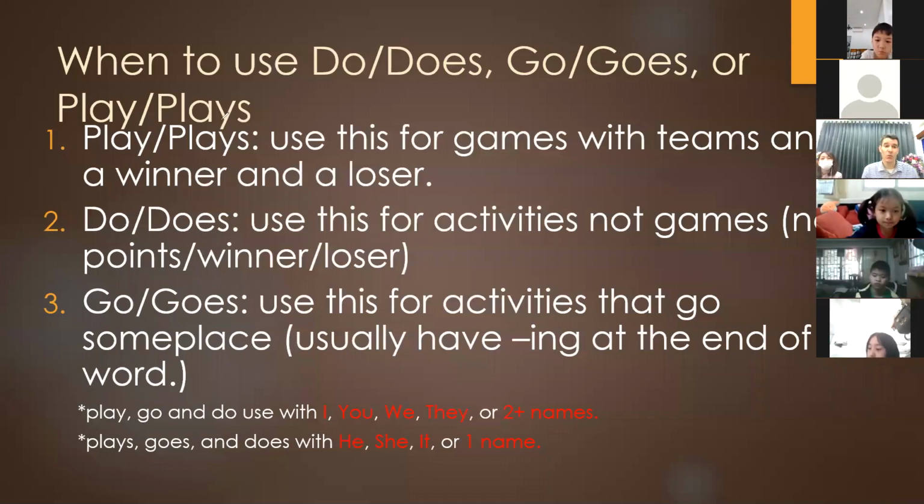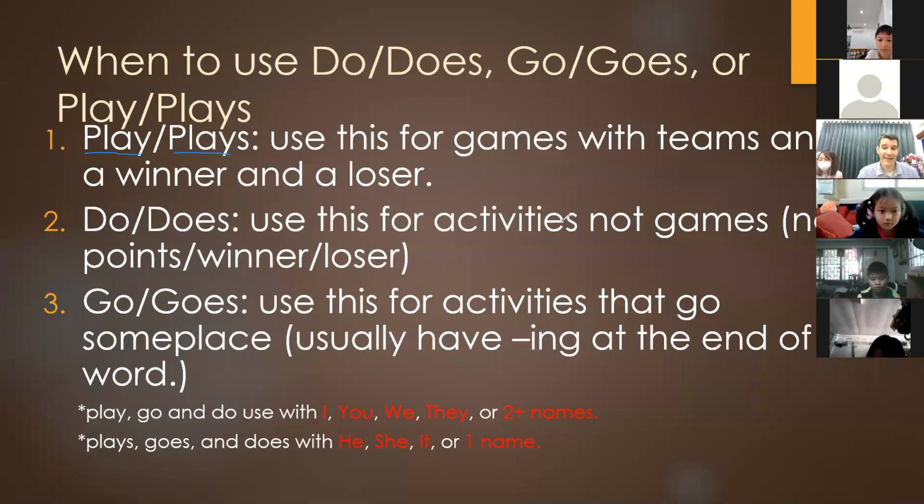So how do you know when to say play, do, or go? So when you're talking about games, you will say play or plays. We use this for games that have teams. They have winners, they have losers, they have points. So things like football, volleyball, badminton. You play football, you play badminton. For these games, we use play.